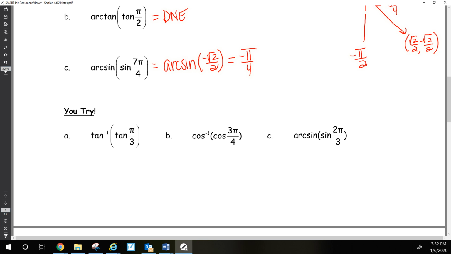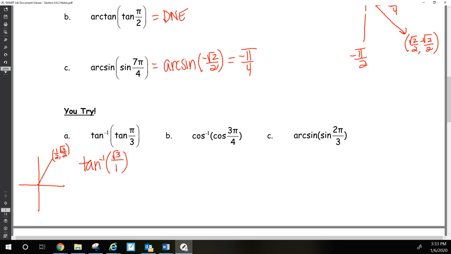All right, A, tan inverse of tangent of pi over 3. This is one of those nice ones that is in the first quadrant. It's exactly what you think it would be. Here's pi over 3. Here's the values for it. Well, tangent of this guy would be square root 3 over 2 divided by 1/2, so it's just square root 3 over 1.